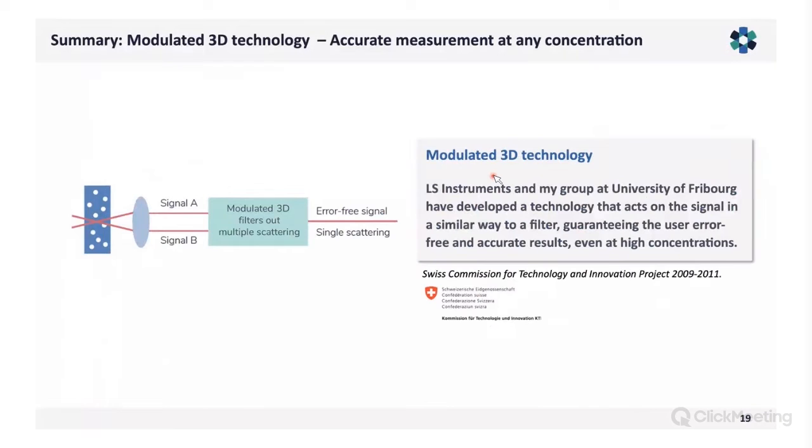Okay, just to summarize, so we have this 3D filter optimized by using the modulation to filter out multiple scattering, which gives us an error-free signal that is only single scattered light. And this was initially proposed by Schätzl, implemented by Peter Schottenberger and others, and then optimized by us in the frame of this collaboration with the University of Fribourg and LS Instrument, funded by the Swiss Commission for Technology and Innovation around 10 years ago, and now already commercially available for a couple of years.